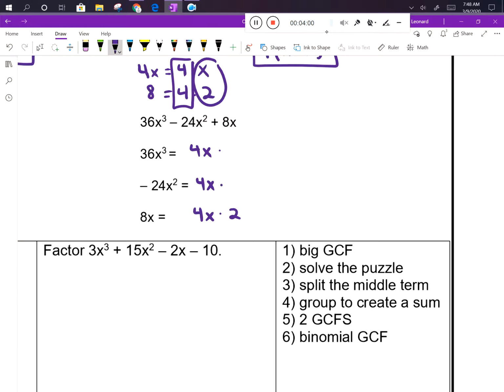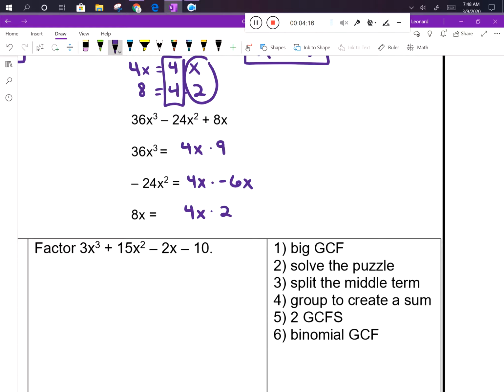Looking at the middle one, I've got 4x. I need a negative 24x squared. Well, to get the negative 24, I would need a negative 6. I've already got x. I need x squared, so I need another x to get me there. And then doing the top one, 4 times 9 is 36. And I've got an x. I need x cubed, so that means I need an x squared. So the 4x is what someone distributed to get this problem. And they distributed it to a 9x squared minus 6x plus 2. And that's the factored form.